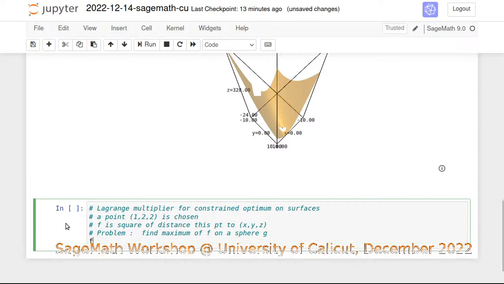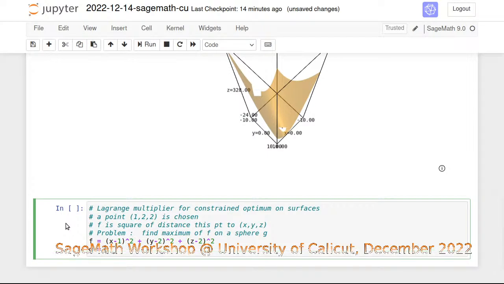Okay, let us define f of x equal to, as I told, (x minus x naught), (y minus y naught), (z minus z naught), all these squares, and a sum is taken. (x minus 1) square plus (y minus 2) square plus (z minus 2) square. 1, 2, 2. This is the f function.